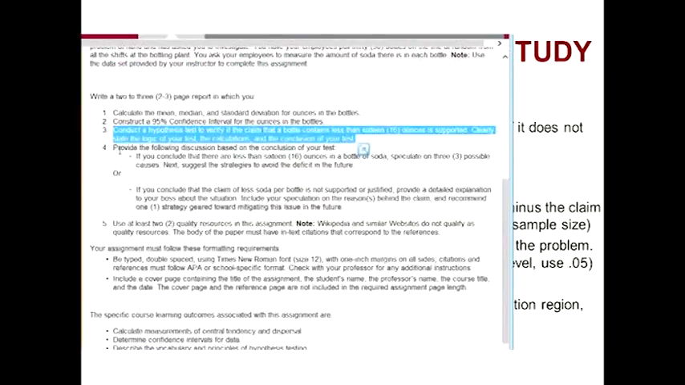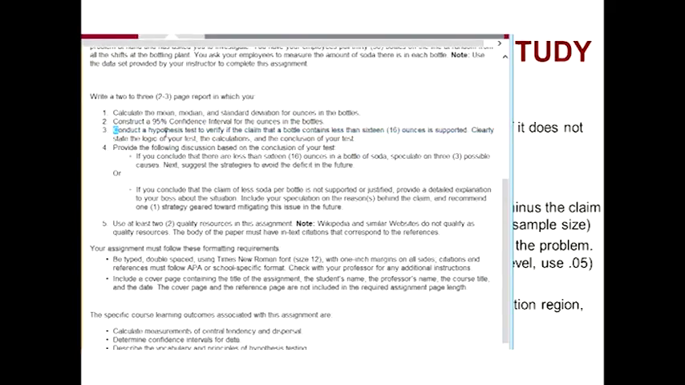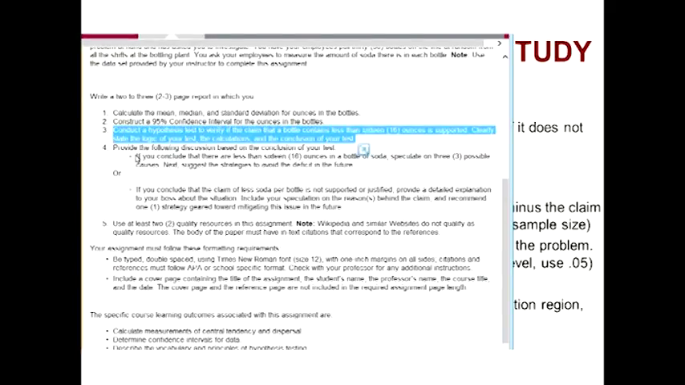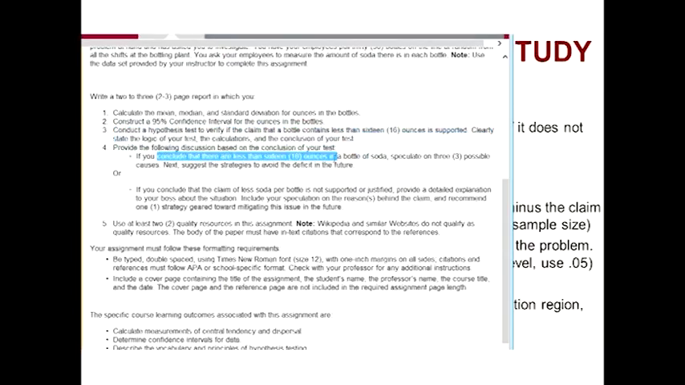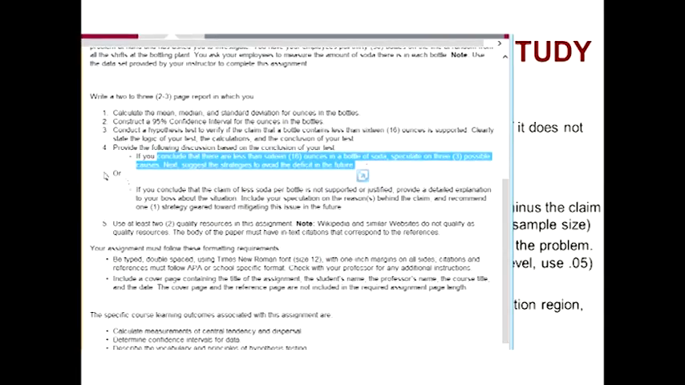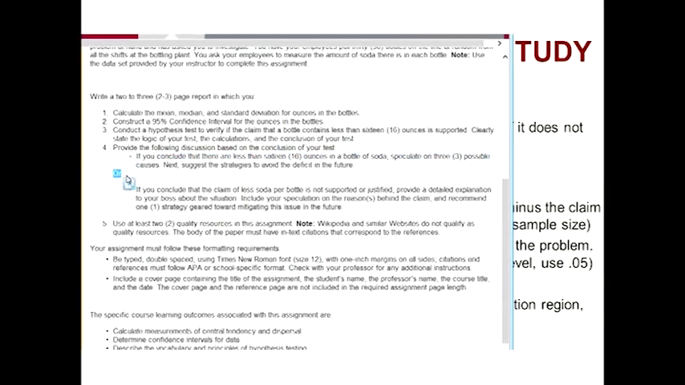And then from the instructions, once you actually conduct the hypothesis test, then you're going to discuss if you conclude that there are less than 16 ounces of soda, speculate on 3 possible causes. And next, suggest the strategies to avoid the deficit in the future.